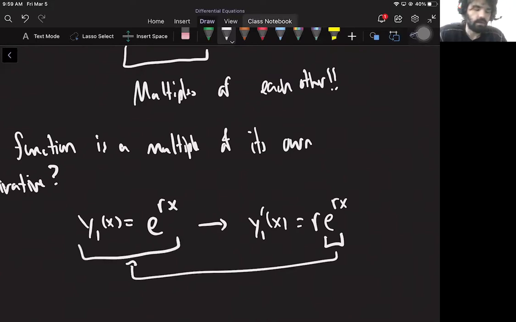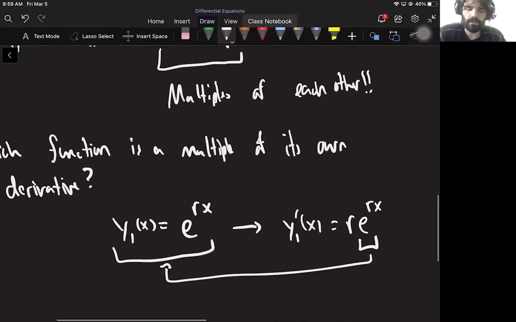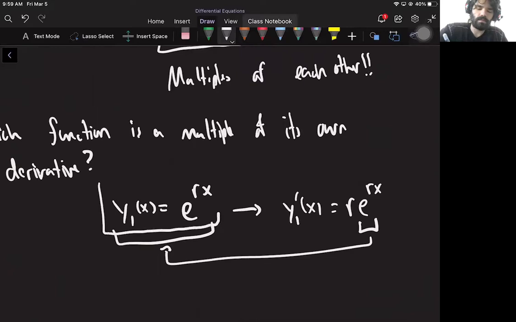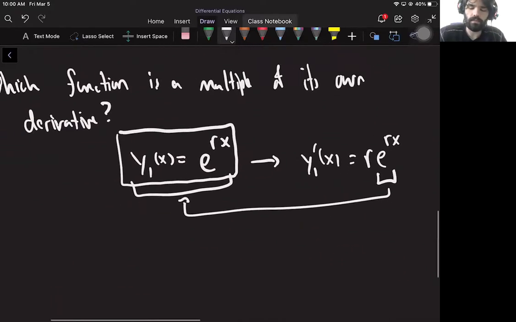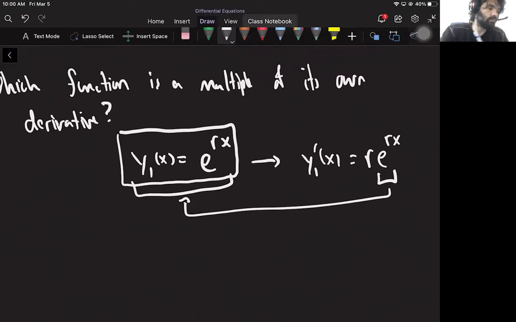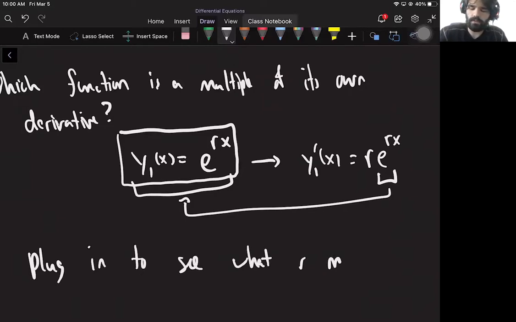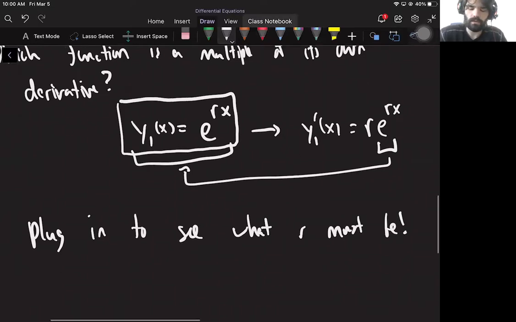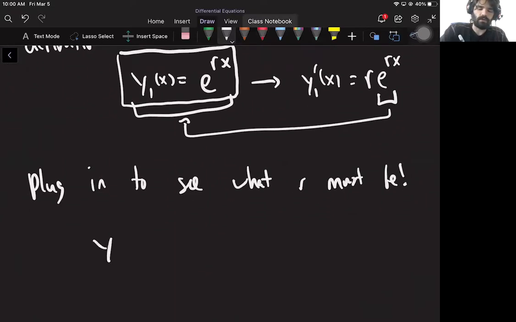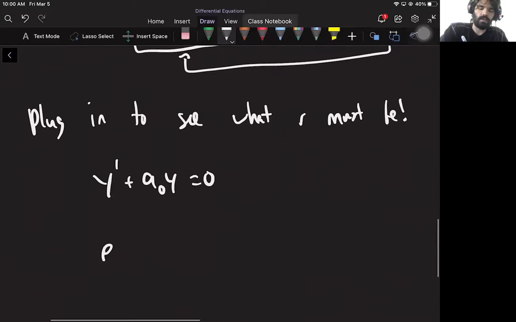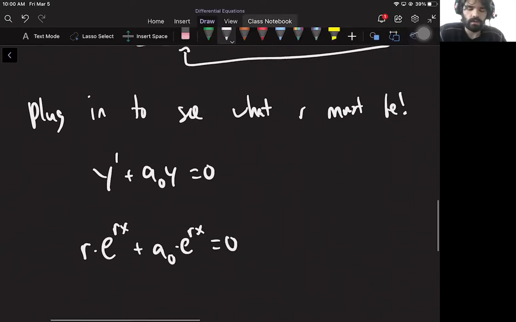Great. So what we know now is that our solution, y1, has to look like this, but we don't know what r is yet. Which r will this work for? So now let's plug it in to see what r must be. Remember the differential equation was y prime plus a0 y equals 0. So now I'm plugging in my y1: e to the rx times r plus a0 times e to the rx equals 0, to solve for r.